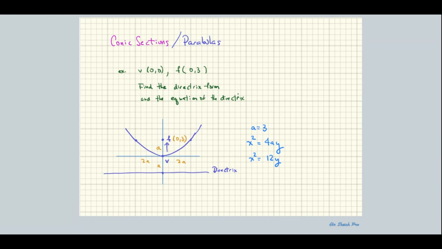X squared, right? And now the line, the directrix, right? The directrix has constant y, yes? So this is the equation for the parabola. Now the equation for the directrix is going to be pretty simple. It's a constant y curve, isn't it? So it's just y equals what? Negative a, yeah? And we know what a is. So the equation for the directrix is negative 3.